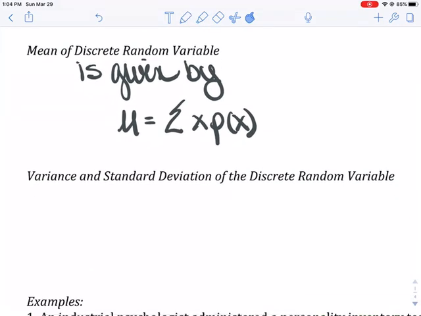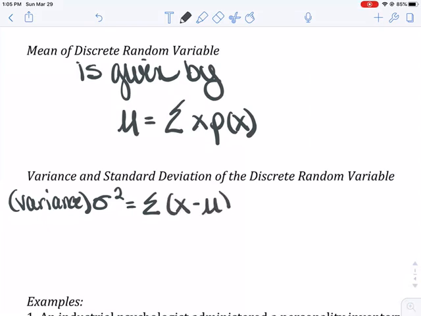And then you have your variance. And for your variance and standard deviation, again, we're going to be using sigma and sigma squared because we are going to be talking about the population. So sigma squared, remember, is your variance. Okay, so that's going to be the summation of x minus mu, quantity squared, times p of x.